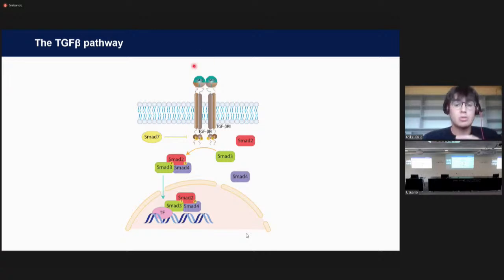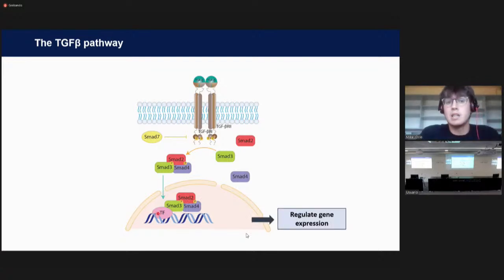So we have the extracellular ligands that activate these membrane receptors, which recruit and phosphorylate. This means that they activate the cytoplasmic proteins, SMAD2 and 3, which are known as R-SMAD proteins. And when they are active, they are phosphorylated, they form complexes with the SMAD4 that enter the nuclei. And these heterocomplexes recruit other proteins, the transcription factors, to ultimately regulate the gene expression.